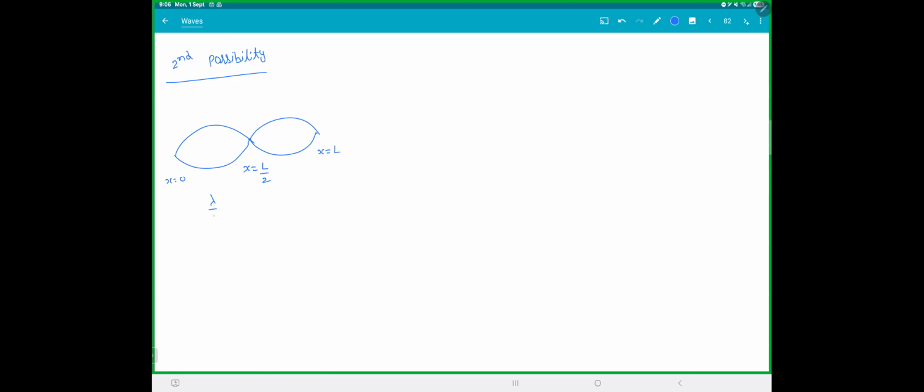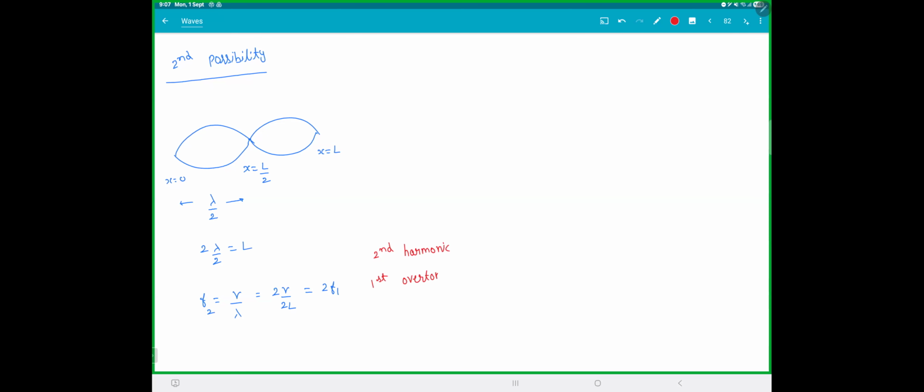This time, this is lambda by 2. So 2 times lambda by 2 is equal to L. Frequency will be V by lambda, which is 2V by 2L, which is 2F1. So this is called the second harmonic or first overtone.